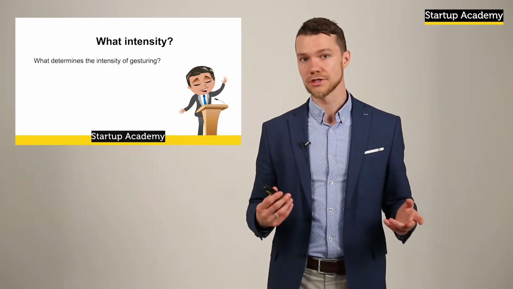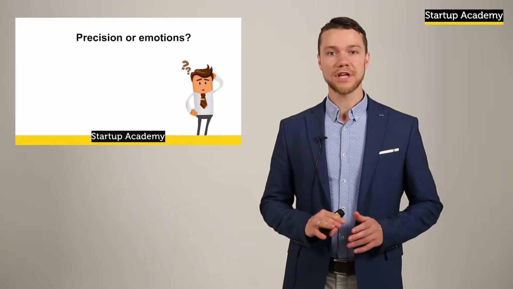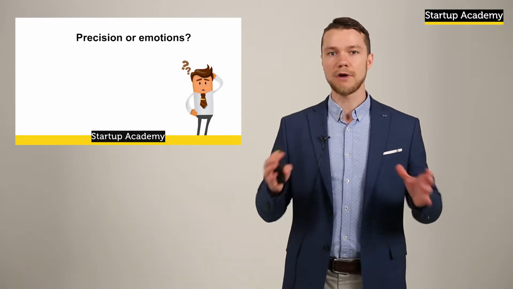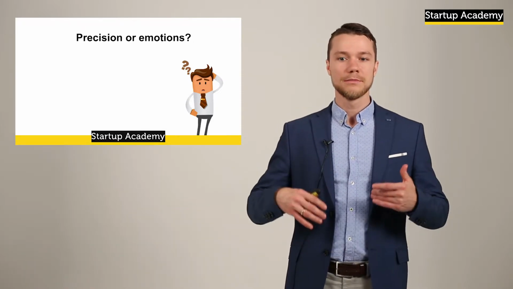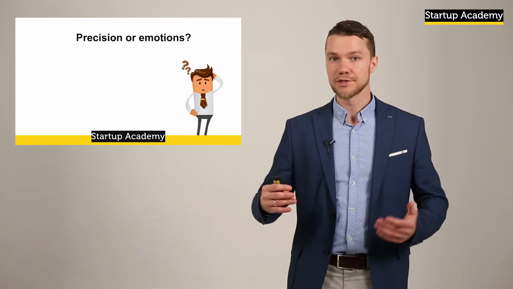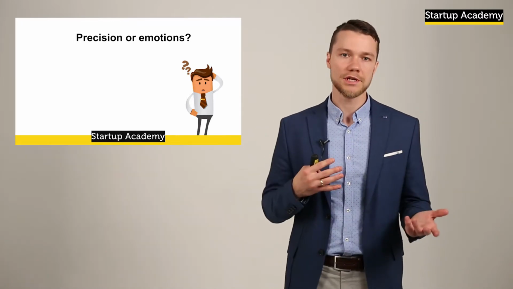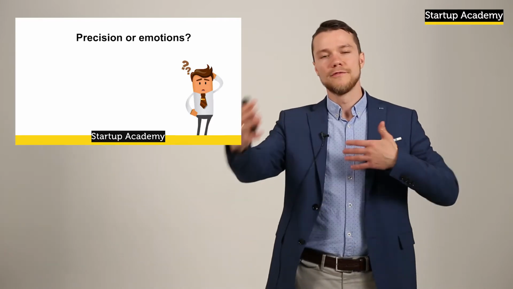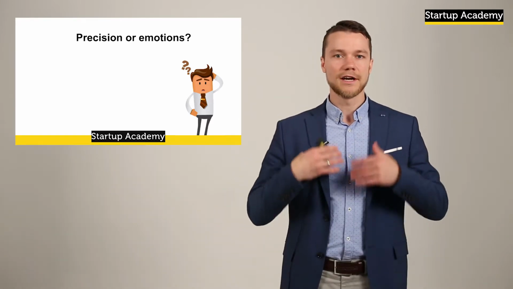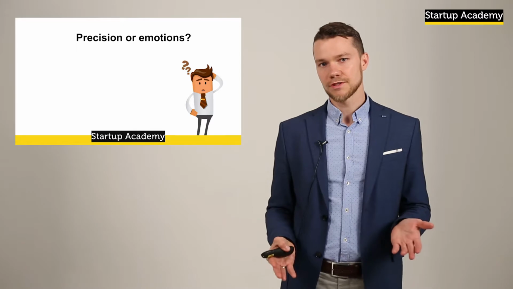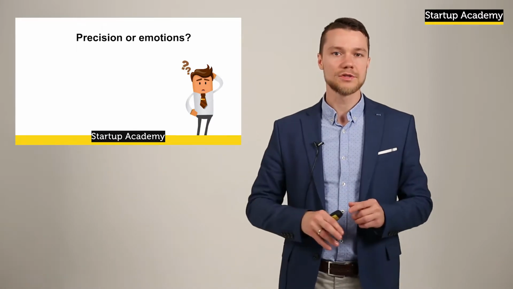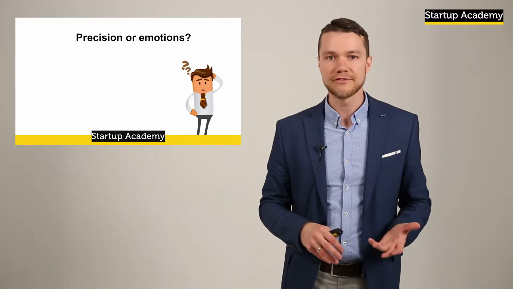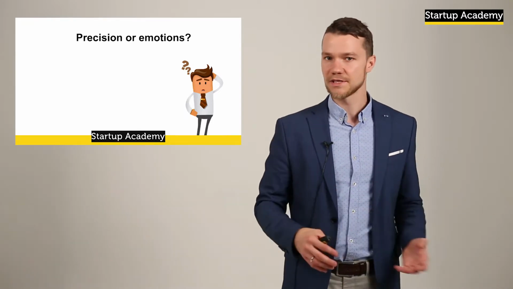Precision or emotions. There are two types of gestures. The first type is a good way of emphasizing your emotions. These gestures would be rather not closed in the air. They would be more vivid, more flexible. They're emotional gestures, and they're good for every persuasive presentation, sell presentation.